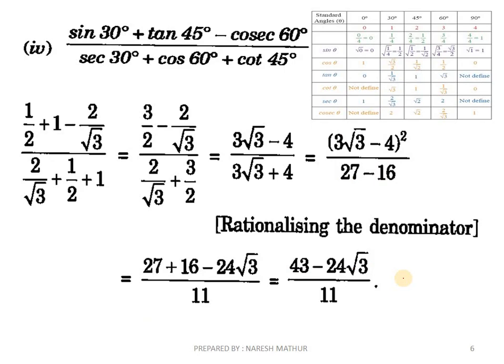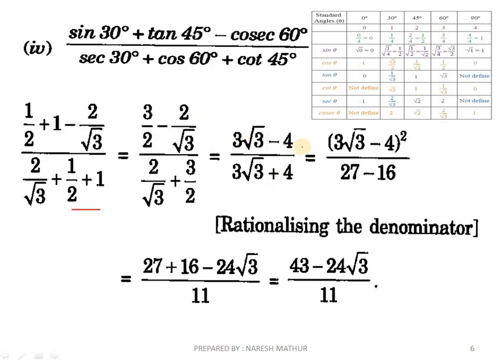Now next question says sin 30 plus tan 45 minus cosec 60 upon sec 30 plus cos 60 plus cot 45. Just put the values of these trigonometric ratios. Just take LCM. Half plus 1 is 3 by 2, minus 2 by root 3. Similarly, half plus 1 is 3 by 2. So we can take LCM. 2 root 3 will be the LCM and that will cancel out. Now we are getting 3 root 3 minus 4 and 3 root 3 plus 4.